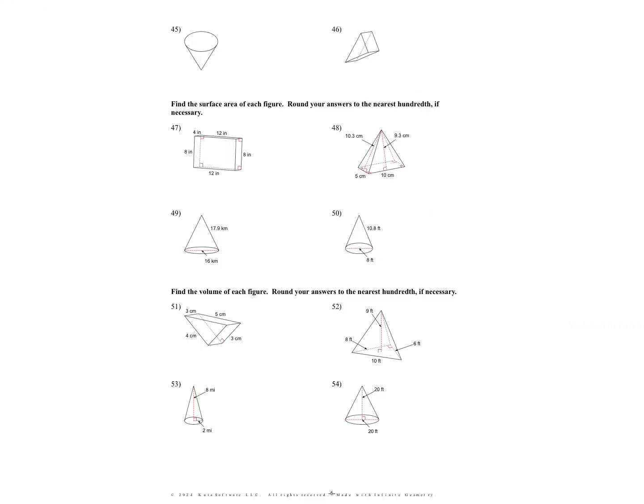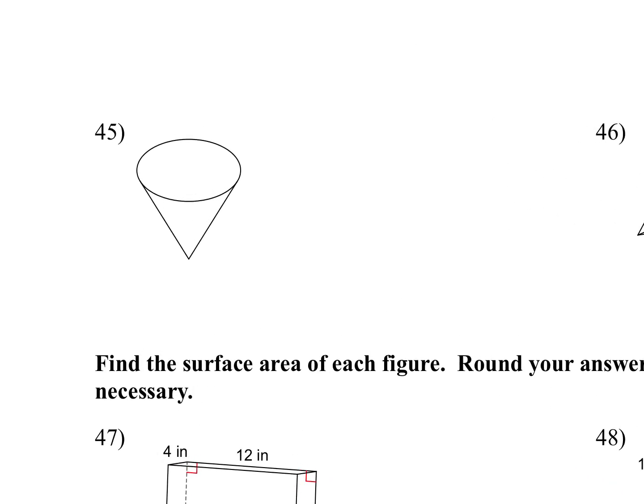Okay, so let's look at 45. What about 45? It is a cone. 3D figures with circular bases or circular shapes have specific names. So there's a cone. What are the other two? Cylinder and sphere. Yep.